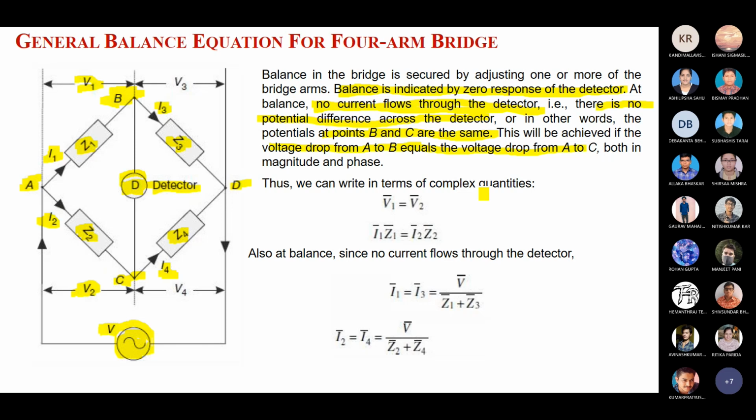Now I am telling you that the equipotential points are B and C, so V1 and V2 both will be the same. Okay, potential is the same. So if both the potentials are the same, then what happens?